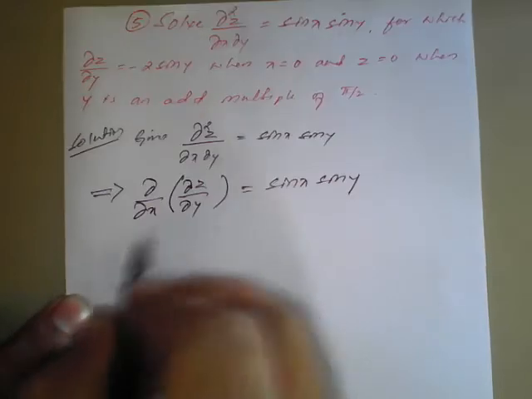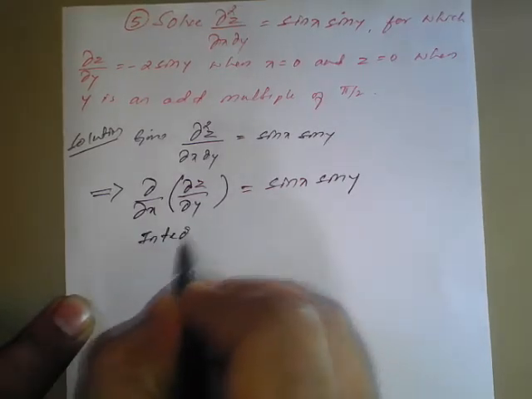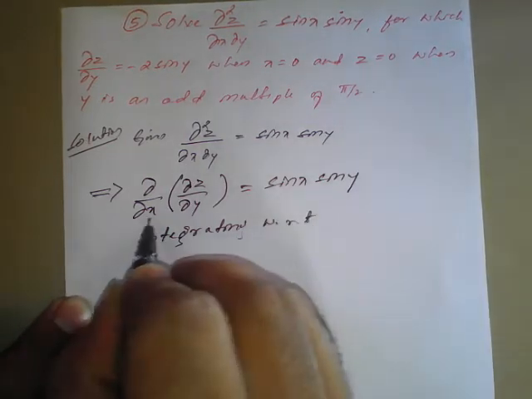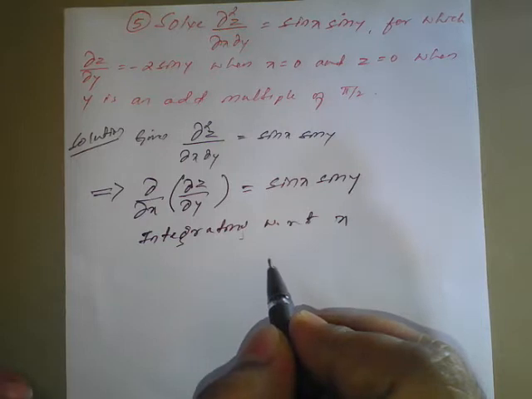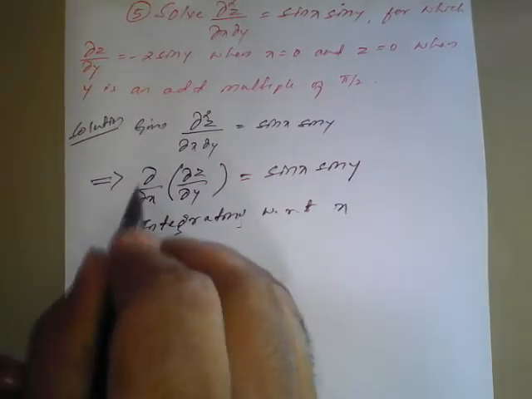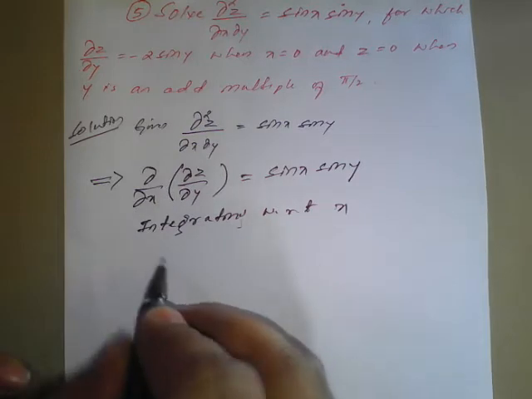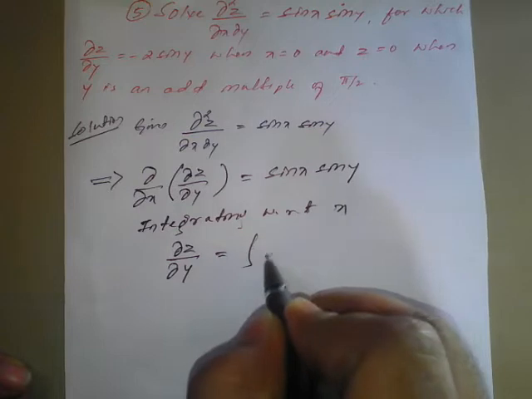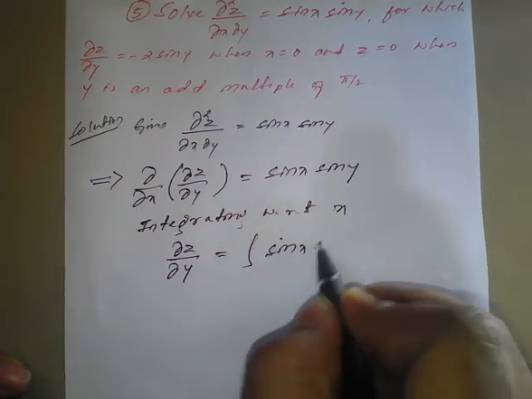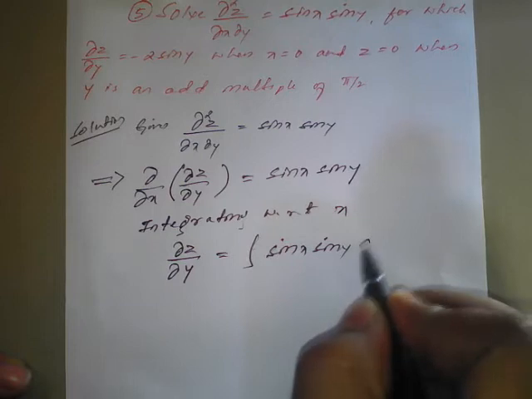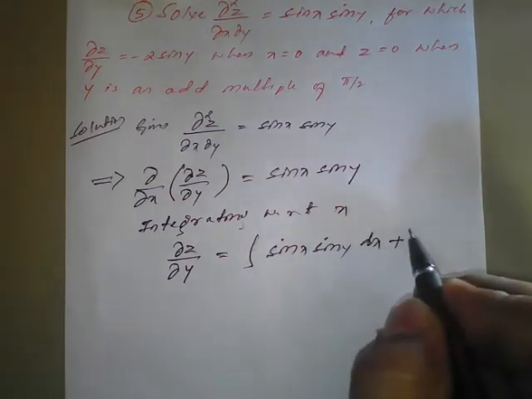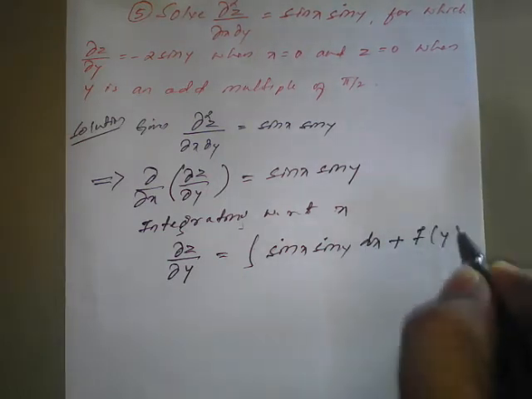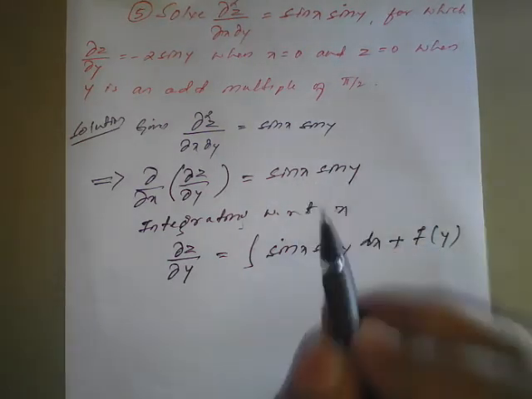So integrating with respect to x, since dx is there, the ∂/∂x will vanish. So what is left here? It will become only ∂z/∂y equal to the integration of sin x sin y with respect to x, that is dx, plus we have to add an arbitrary function f of y, because the independent variables are x and y here.